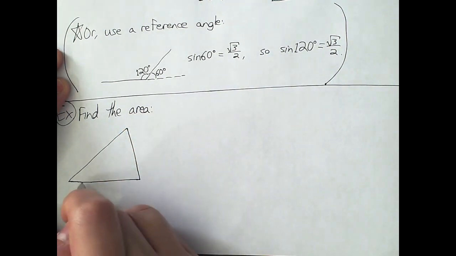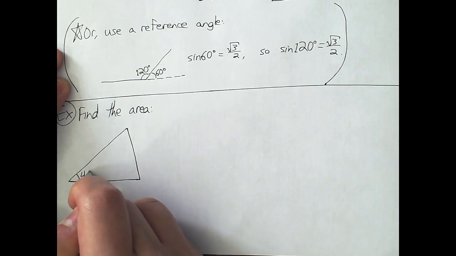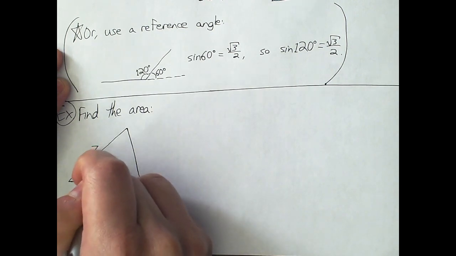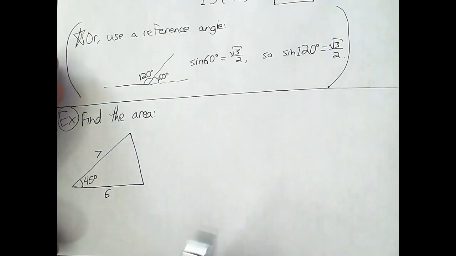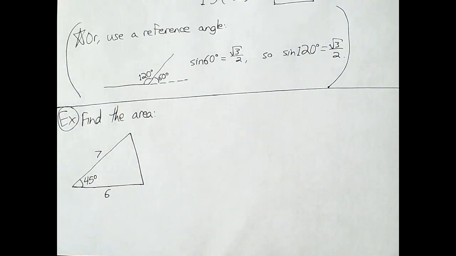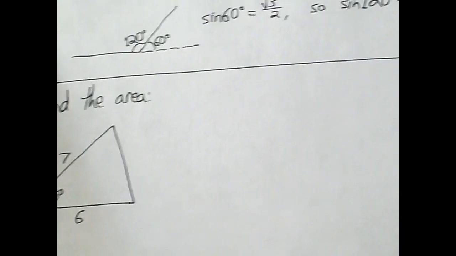Close enough. We're going to say this is 45 degrees. This is 7, and this is 6. So it's not saying centimeters or inches or anything. So it's just 7 units and 6 units. All right, I'd like you to take a minute and try to answer that one. You can pause the video.